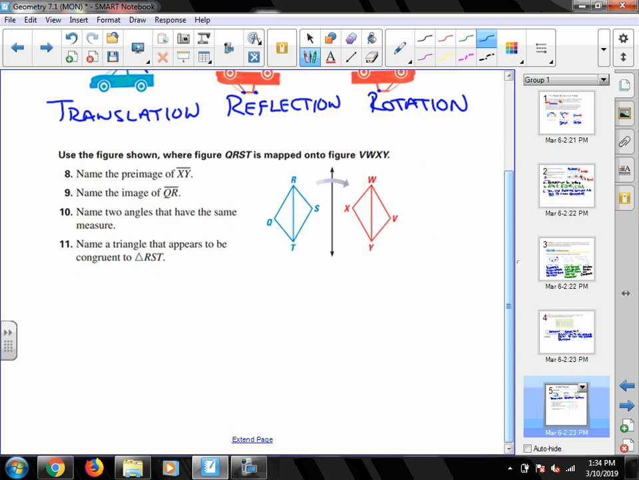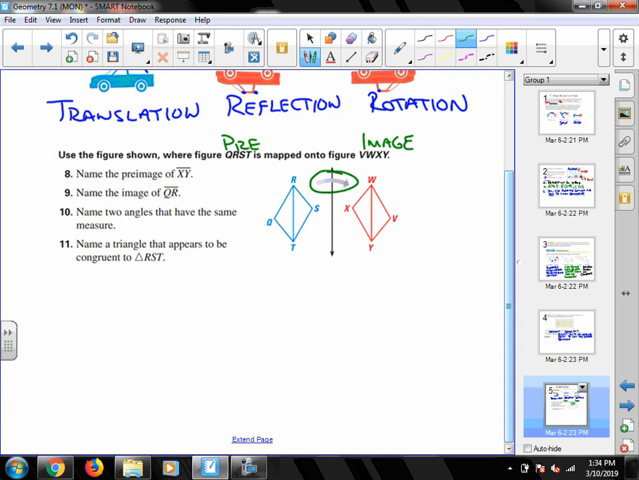Using the figure shown where QRST is mapped onto figure VWXY, all that means is this is going to be your pre-image, and this is going to be your image. The arrow right here kind of helps with that too.